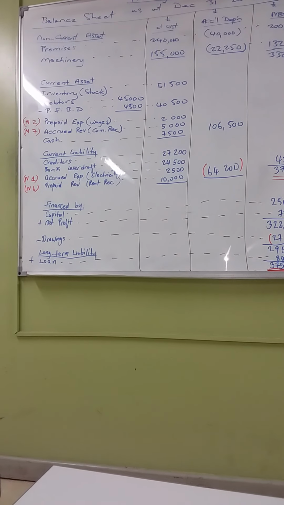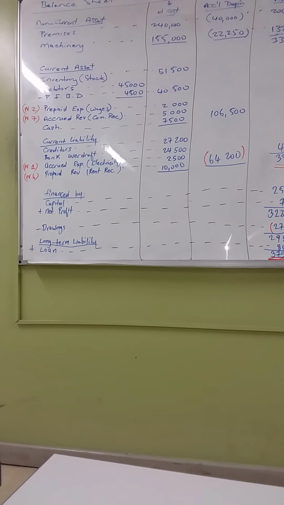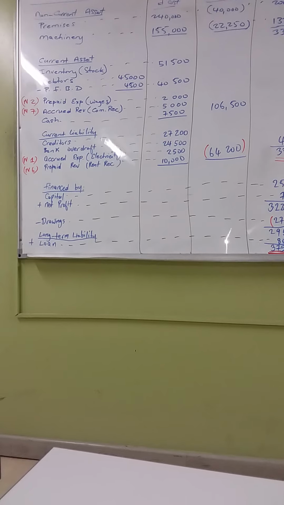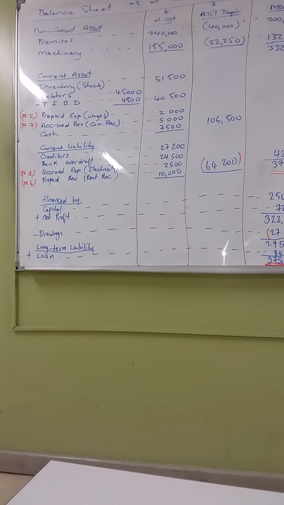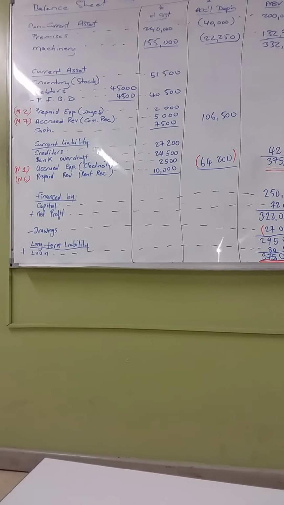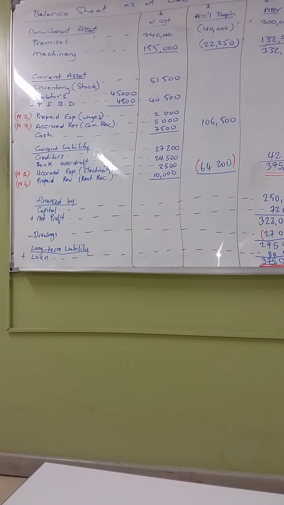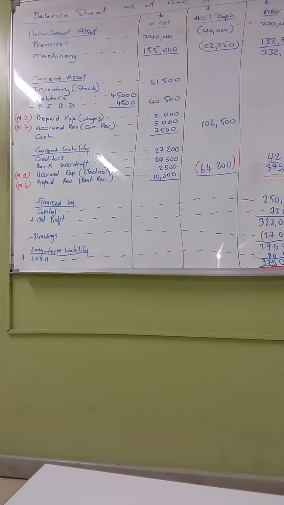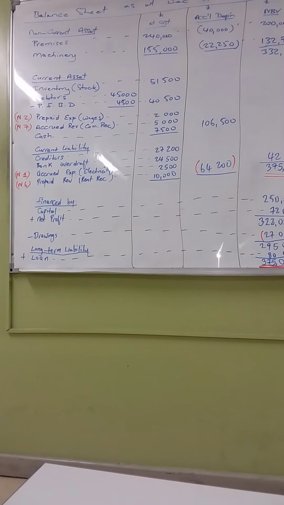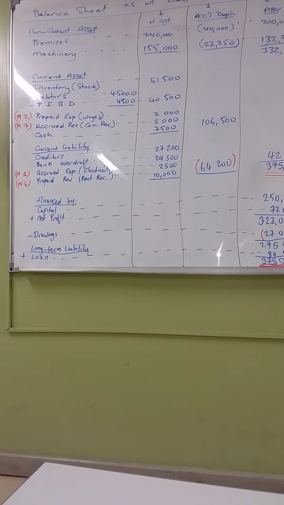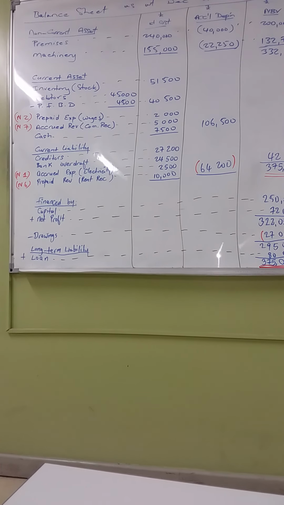Next, we move into the current assets. Now the current asset section, we start with our inventory. Which inventory are we talking about? The closing one, which you would have seen in your footnote. I remember that you would have also used it in your income statement. It was 51,500.